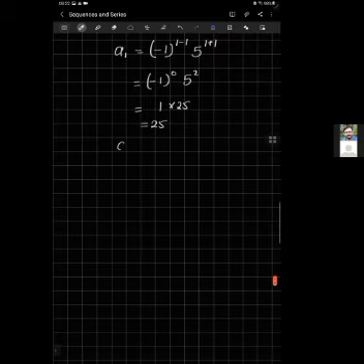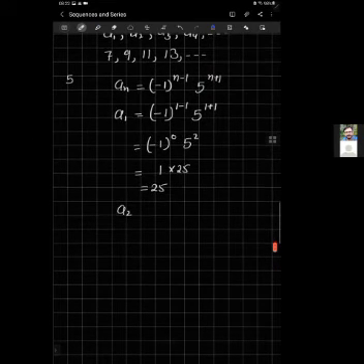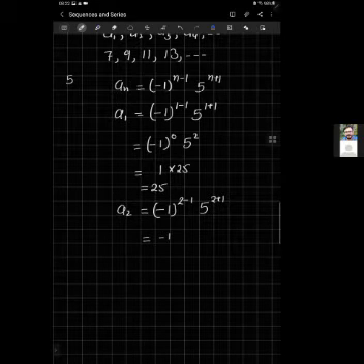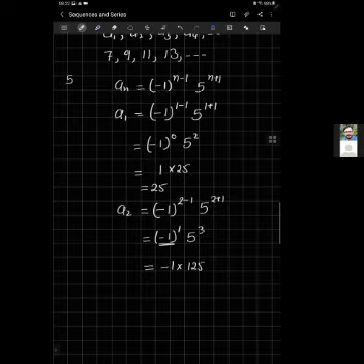Now A2. In place of n, I need to put 2. So it will be minus 1 to the power 2 minus 1, 5 to the power 2 plus 1. So it will be minus 1 to the power 1, 5 to the power 3. Negative to the power odd will be negative. Negative to the power odd will be always negative into 125. So it will be minus 125.